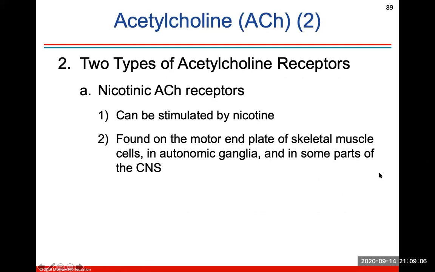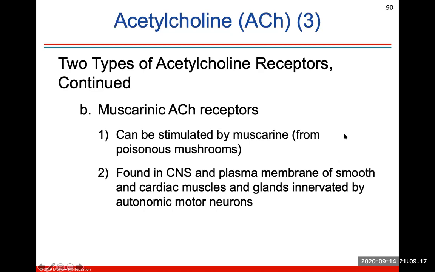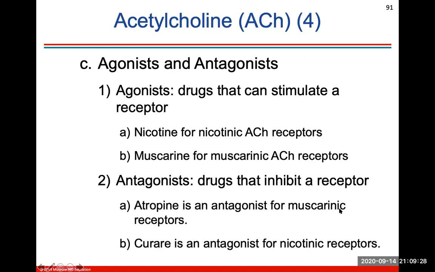There are two types of acetylcholine receptors. They can be nicotinic, which can be stimulated by nicotine, and are found in the motor end plate of skeletal muscle cells. Or muscarinic, which can be stimulated by muscarine from poisonous mushrooms. These are found in your central nervous system and the plasma membrane of smooth and cardiac muscles. Agonists are drugs that stimulate the receptor: nicotine for nicotinic acetylcholine receptors, and muscarine for muscarinic acetylcholine receptors. Antagonists are drugs that inhibit the receptors, such as atropine and curare.